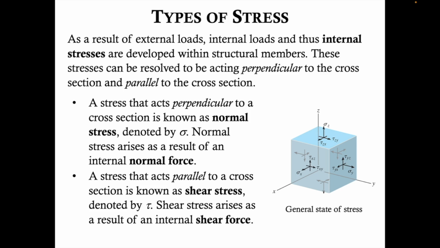A stress that acts perpendicular to a cross-section is known as normal stress. Normal means perpendicular to, and it is denoted by a specific Greek letter, lowercase sigma. Normal stress arises as a result of an internal normal force. On the other hand, a stress that acts parallel to or tangent to a cross-section is known as shear stress, denoted by another Greek letter, lowercase tau. Shear stress arises as a result of an internal shear force, which acts parallel or tangent to a cross-sectional area.